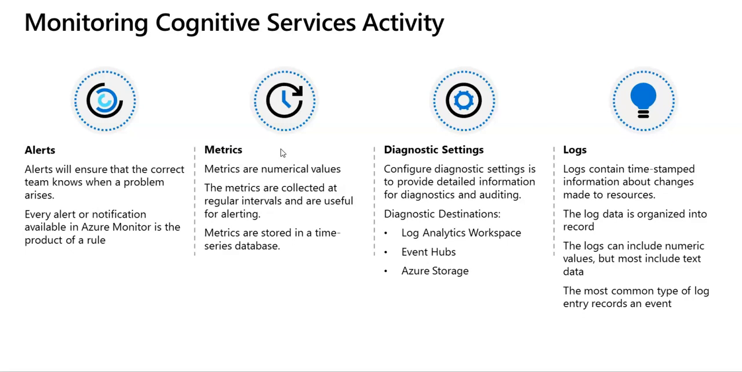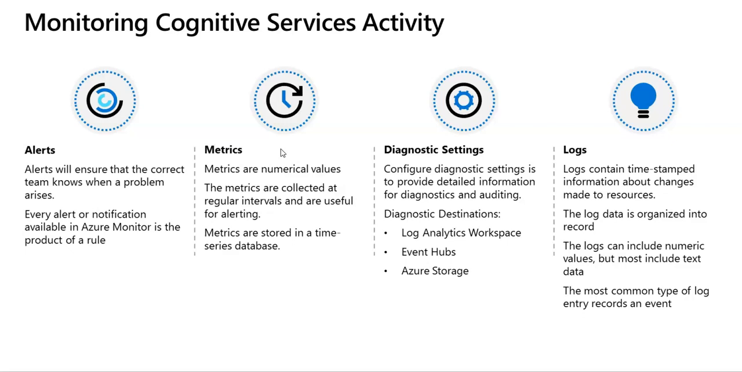Now, if we talk about diagnostic settings, you can configure diagnostic settings in your cognitive service resources to provide detailed information for diagnostics and auditing. The platform logs and metrics will be sent to a logging destination that you choose when configuring the settings. The available data that can be logged include audit information, request and response data, and all metrics. Currently, you can have the diagnostic information sent to a Log Analytics workspace, Event Hubs, or Azure Storage.